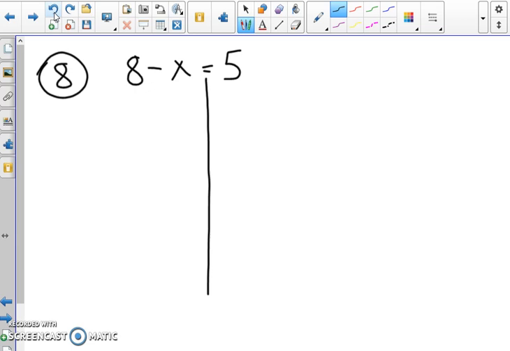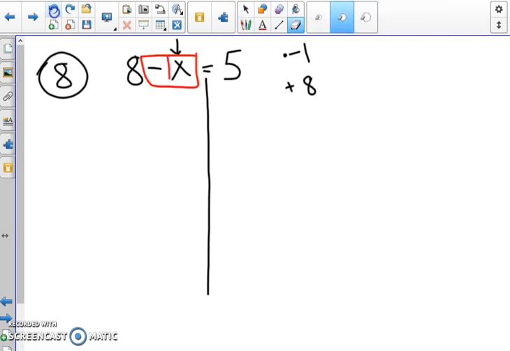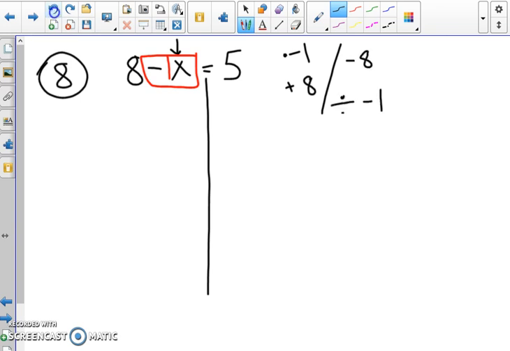So if we knew what x was, we would be multiplying by -1, and then we would be adding 8, because this is a positive 8 right here. This negative is a part of x, because it's -1x. So even though there's not a plus sign in front of 8, it's still being added to the variable. So to do the inverse operations, we would subtract 8, and then divide by -1. So let's subtract 8.